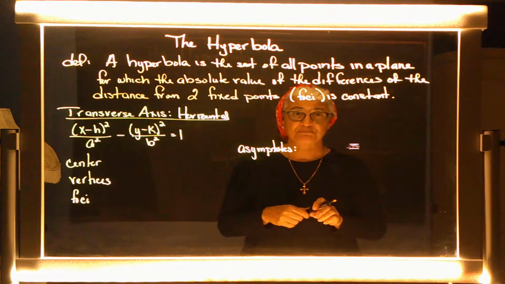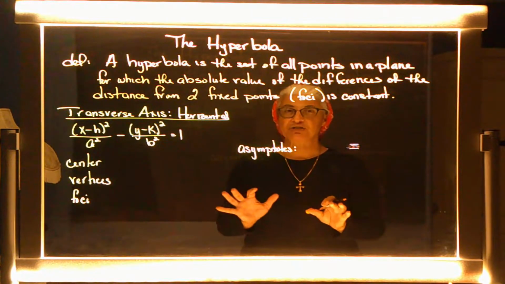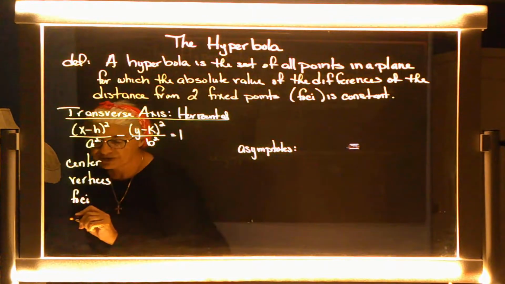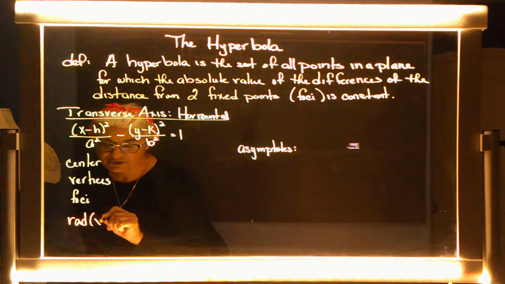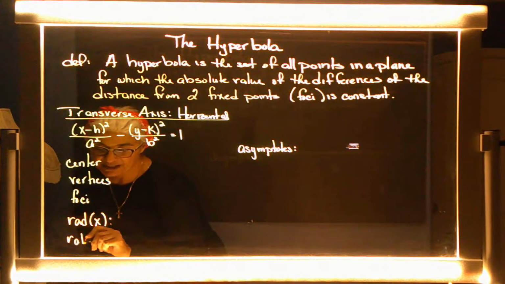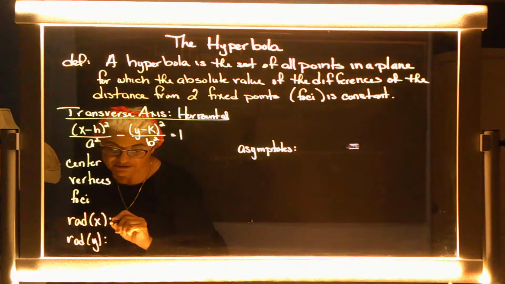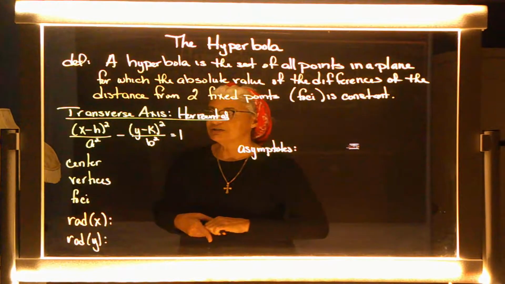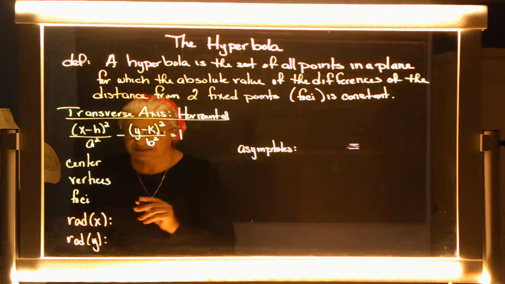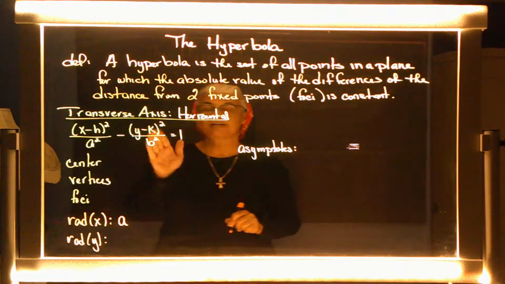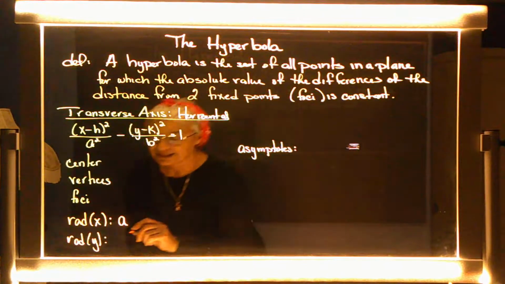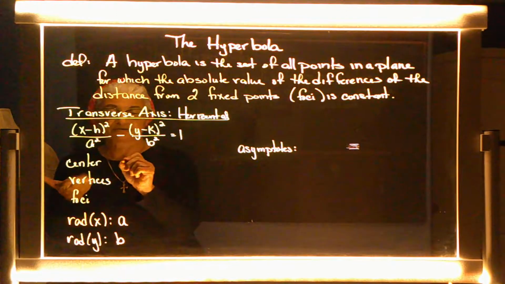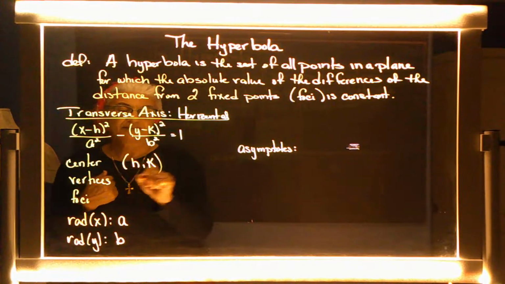Are you with me? And you're going to notice things are pretty much the same in terms of the information I pick out. First thing I want to do is identify the radii, so the radius in the x direction and the radius in the y direction. What would be the radius in the x direction? Good. It would be a, because the a is under the x. And what would be the radius in the y direction? Excellent. That would be b, because it's under the y. Your center would be, excellent, h comma k.